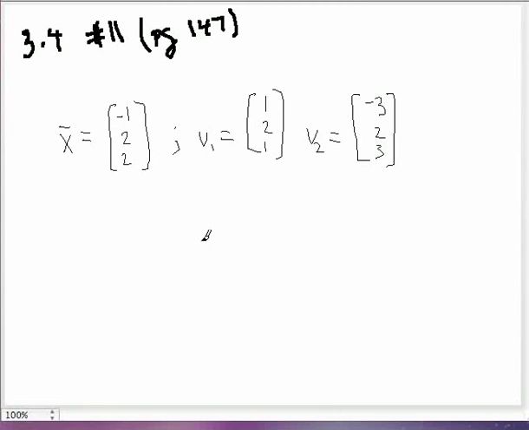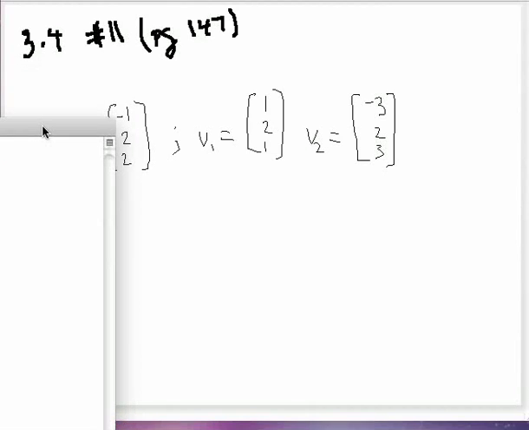Okay, so now I want to look at problem 11 in section 3.4, where you want to write a vector x as a linear combination of v1 and v2 essentially. But what you really want, in our new terminology, is to find the coordinates of x relative to these basis vectors. Okay, so first we have to make sure these guys are linearly independent, but that's fairly easy with RREF again.